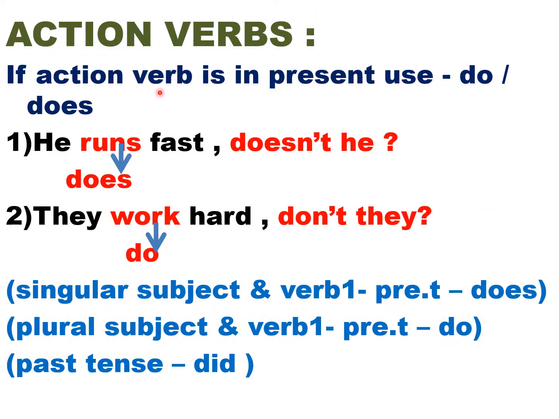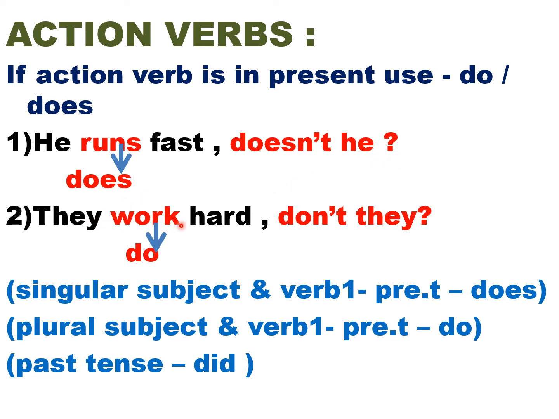If the action verb is in present tense, use do or does according to number. He runs fast. This is a positive statement. He is a singular subject. Runs is present tense, so we must use does. As this is a positive statement, we must use not. Does not. The contraction form is doesn't. Then subject he. After that, we have to put a question mark.